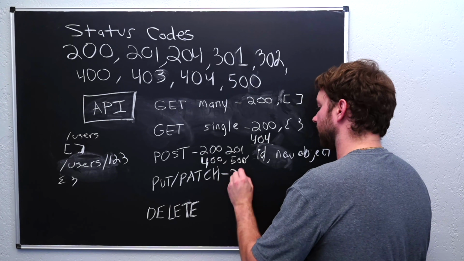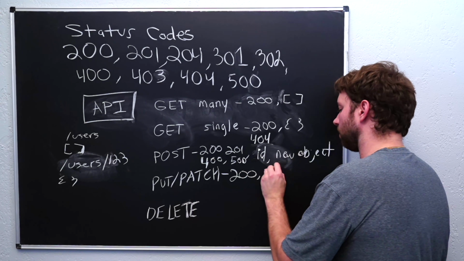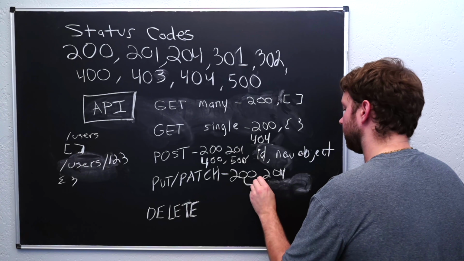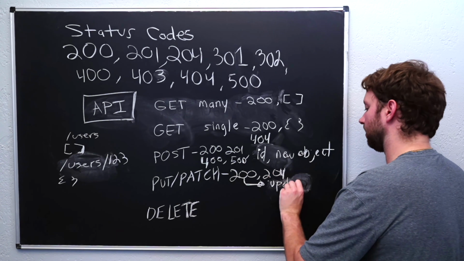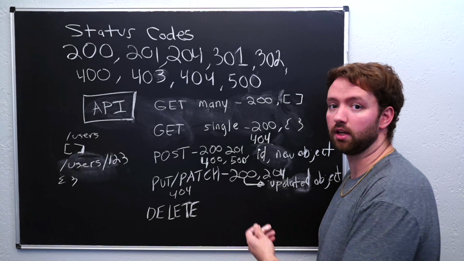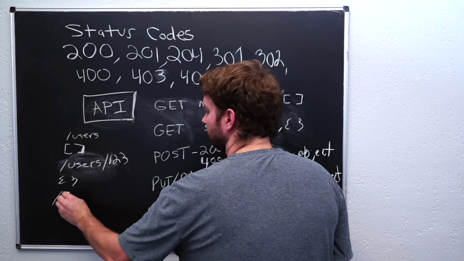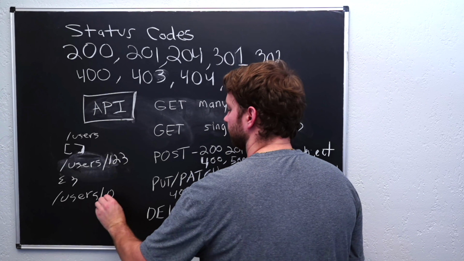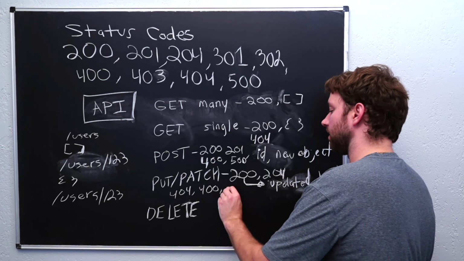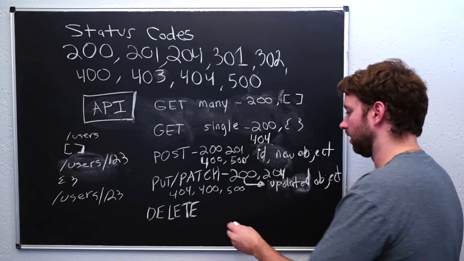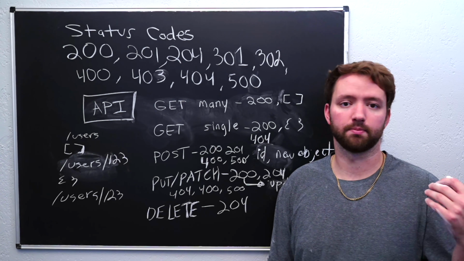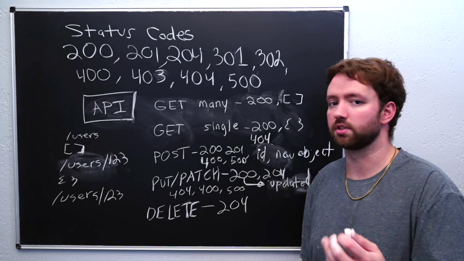Now, put or patch, you will often get a 200 or a 204, which basically says it works, but the server doesn't give back any data. If it's a 200, you will often get the updated object back. Possible issues, we can now get a 404 if the resource we're trying to update doesn't exist. So for example, if we were trying to update users/123, but 123 didn't exist, we could get a 404. But we can also get a 400 for bad data or a 500 for an issue on the server. And then lastly, delete, I'll usually do a 204, but you may also see a 200 with the response being the number of affected rows or some other variations.